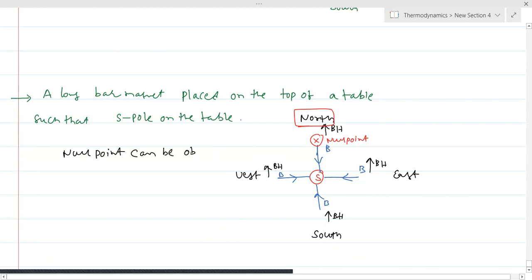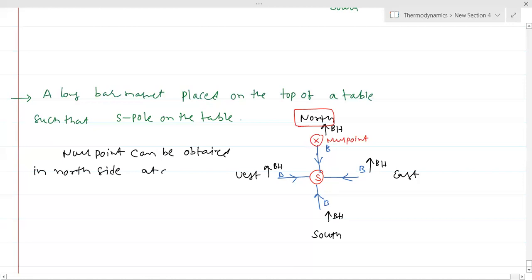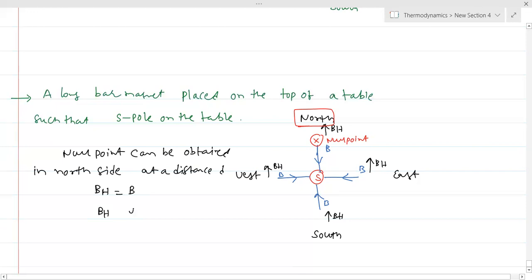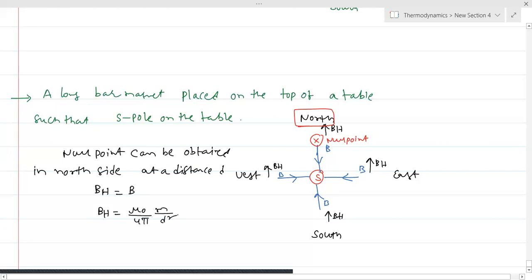Null point can be obtained on the north side at a distance small d. So at the null point we know that BH is equivalent to B. BH is a constant value they will provide in the question, and B is equivalent to mu naught by 4 pi into m by d square. So in this way we will understand the scenario.